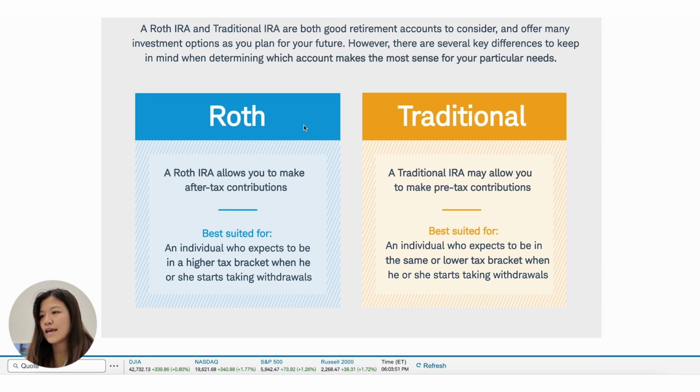A Roth IRA allows you to make after-tax contributions. It's great for individuals who expect to be in a higher tax bracket when they start making withdrawals in the future. Whereas a traditional IRA allows you to do pre-tax contributions. Now, this doesn't really apply to us because we're already over the income limit, but the loophole allows you to first deposit in the traditional IRA account and then later transfer to the Roth IRA, hence the backdoor loophole strategy.